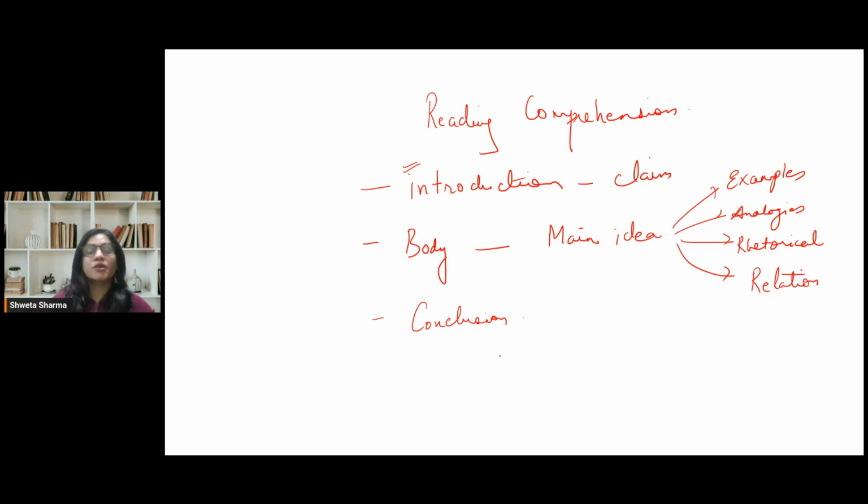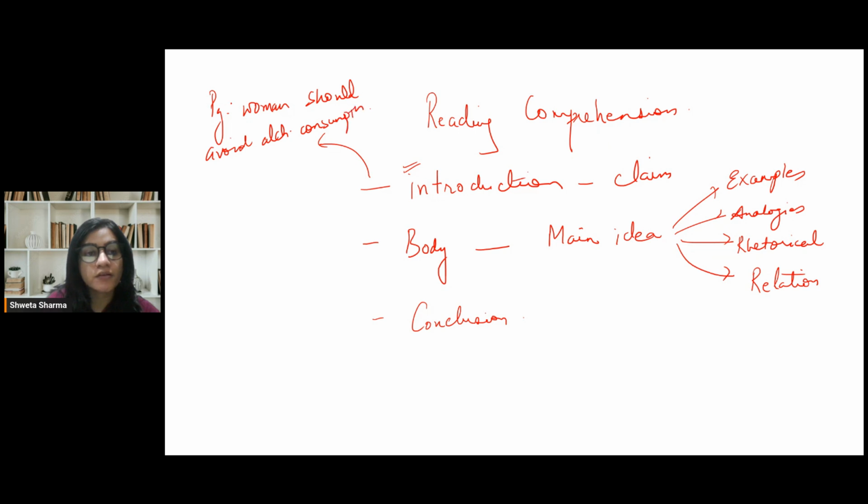For example, if there is a passage wherein the author says that pregnant women should not consume alcohol, this is the claim of the author, that pregnant women should avoid alcohol consumption. He's claiming this. Now, what are we trying to do? We have to prove this.